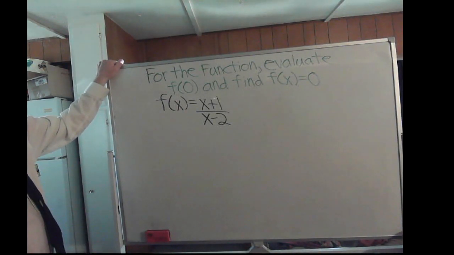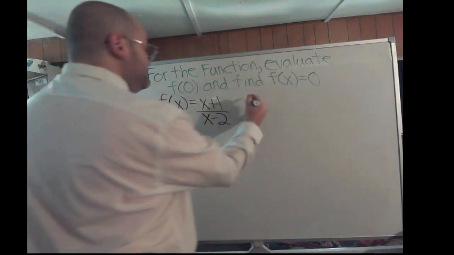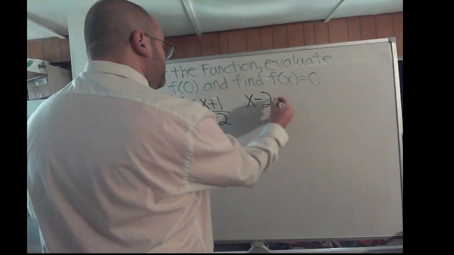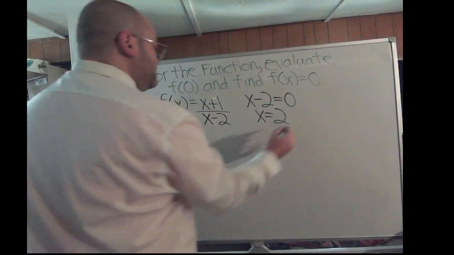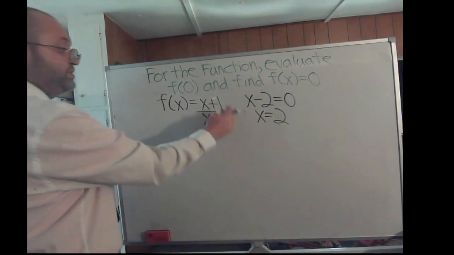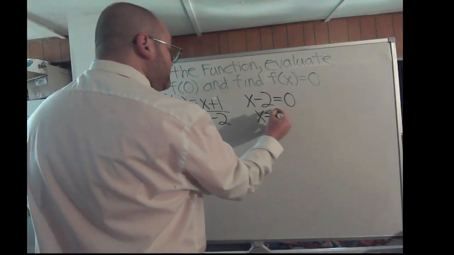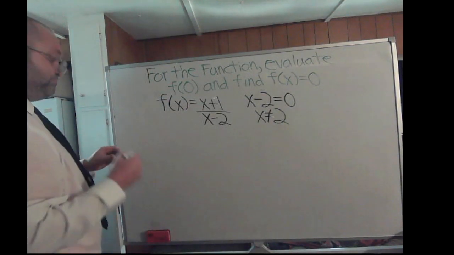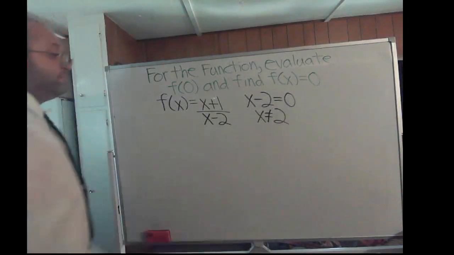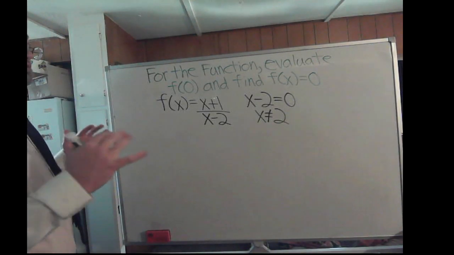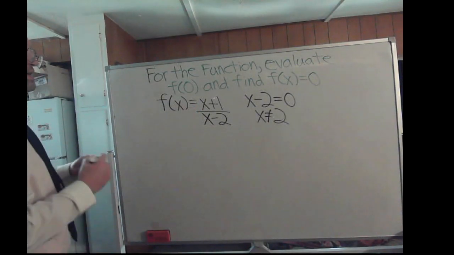Whenever you have a variable in the denominator, you want to take that denominator and set that equal to 0. x minus 2 equal to 0, x would equal 2. If x equals 2, this whole thing becomes undefined because you would have a 0 in your denominator. So therefore, x cannot equal 2. x definitely does not equal 2. So if we do get a solution of x equals 2 for this, we have to throw it out because it would make the original equation undefined.